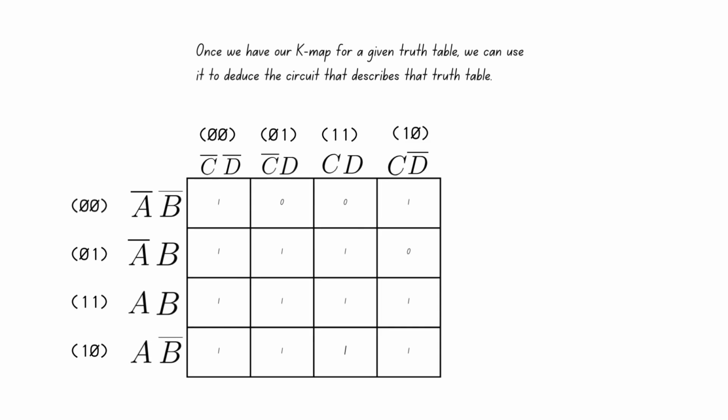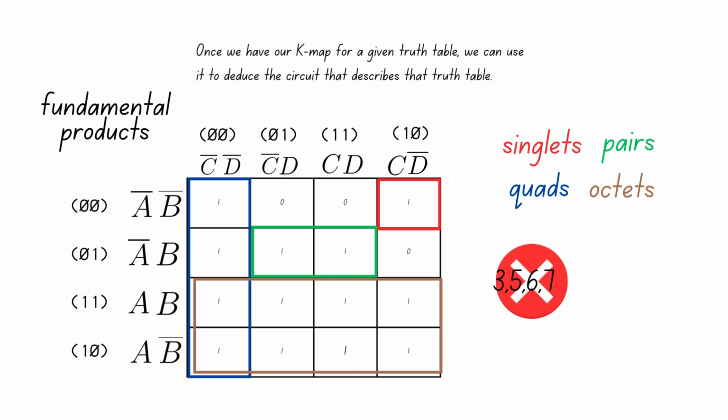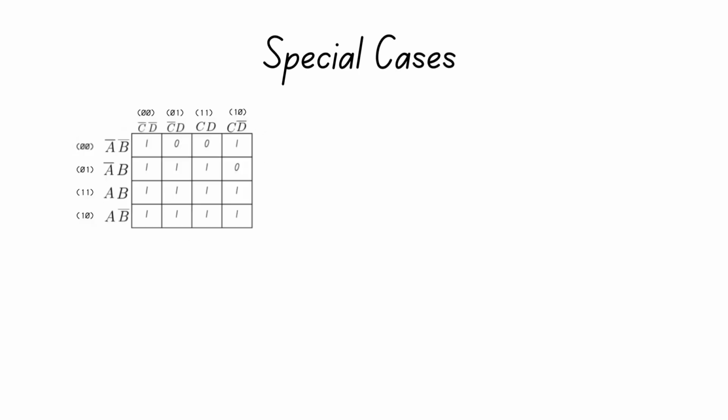To deduce the circuit, we need to extract what are known as fundamental products from the K-map. First, circle all groups of 1s into singlets, pairs, quads, or octets. These are the only groups that you can make, so you cannot group together 3, 5, 6, or 7 1s. Only groups of either 1, 2, 4, or 8 1s are allowed. There are some special cases at this grouping stage.